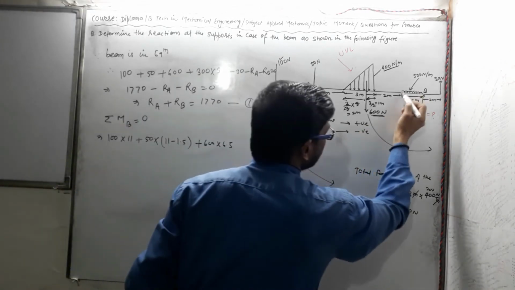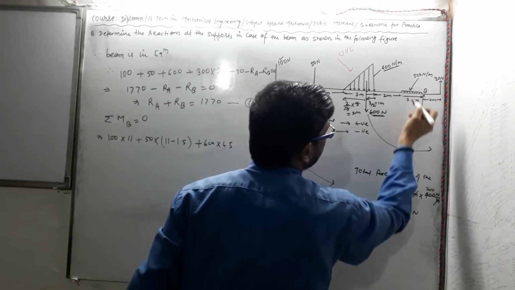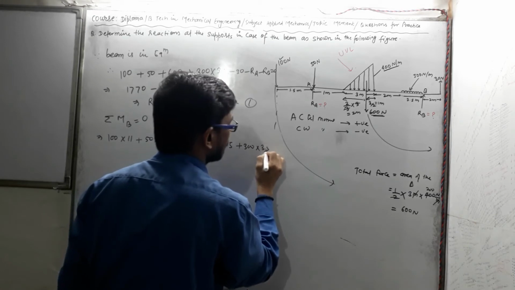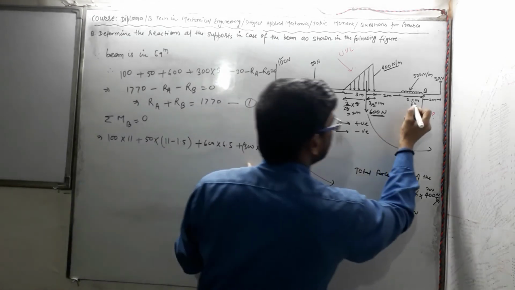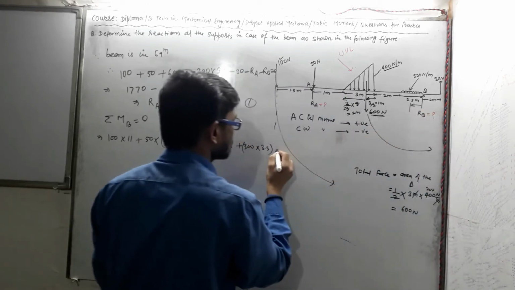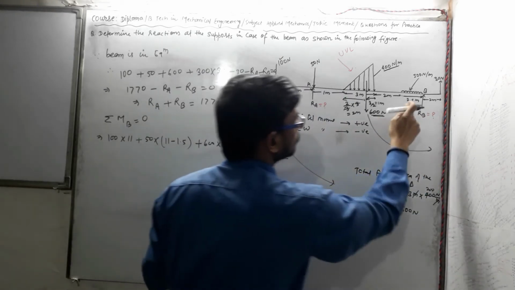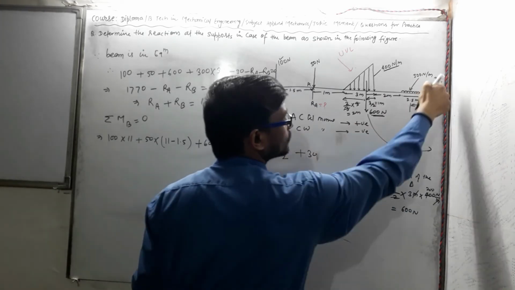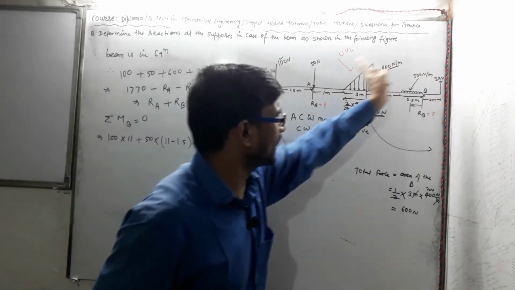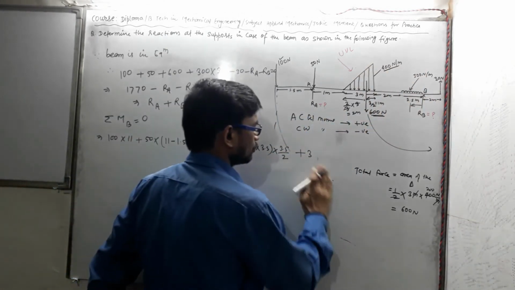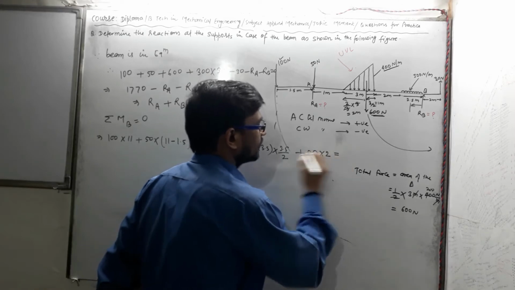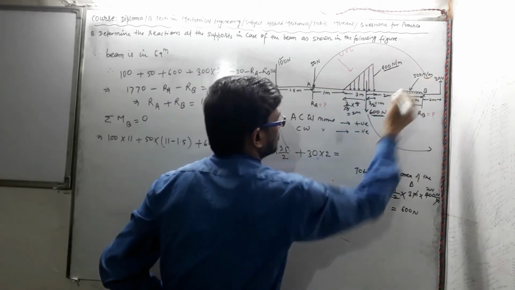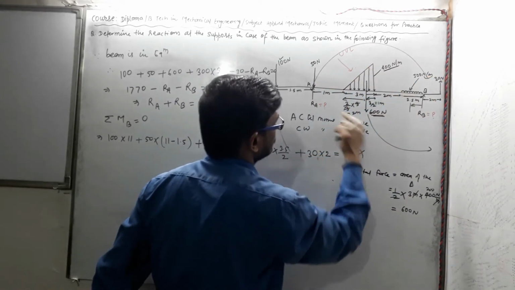And now the uniformly distributed load having magnitude 300 multiplied by 3.5. This is the magnitude of the total force, acting at 50% distance from this point, so multiplied by 3.5 divided by 2. And now the 30 Newton force is also producing an anti-clockwise moment, multiplied by 2. So 30 multiplied by 2, that will be equal to RA, which produces an anti-clockwise moment. See here, RA is acting in this way, so we can say RA multiplied by what is the distance?